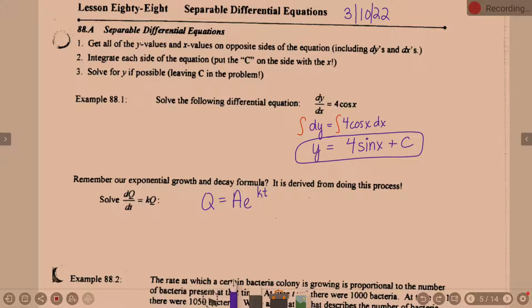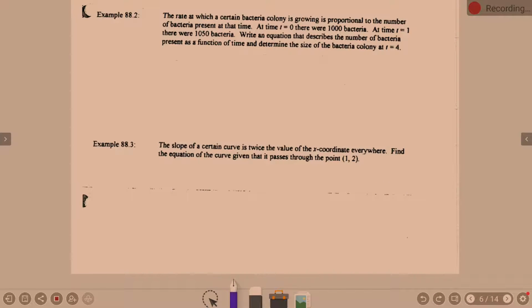I'll go to my next screen, but we're going to use these setups. Now, it looks like instead of Q, I use N. I think I must have just used N to go with the book. So look at example 2. Of course, we need to start by reading it. The rate at which a certain bacteria colony is growing is proportional to the number of bacteria present at that time. At time t equals 0, there were 1,000 bacteria. At time t equals 1, there were 1,050 bacteria. Write an equation that describes the number of bacteria present as a function of time and determine the size of the bacteria colony at t equals 4.